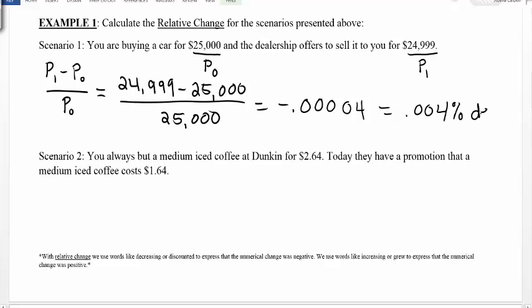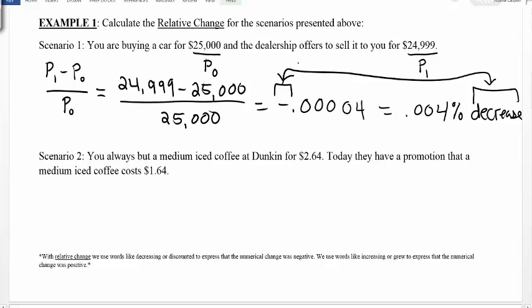So this is equal to 0.004% decrease. So it's a 0.004% decrease in price. I'm using the word decrease to replace the negative. So I'm using the word to replace the symbol, but these mean the same thing.